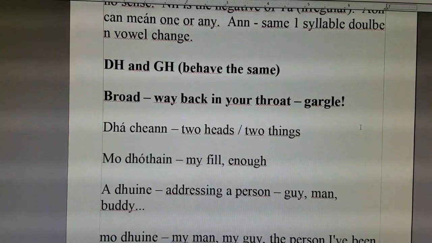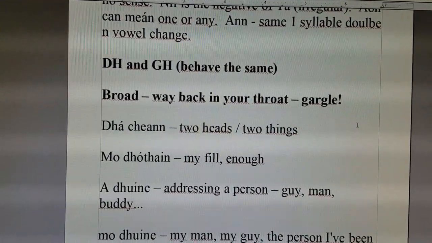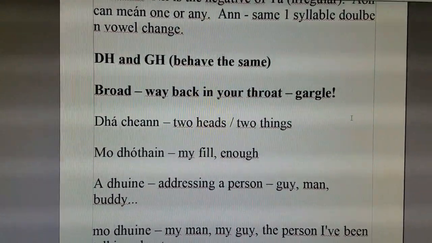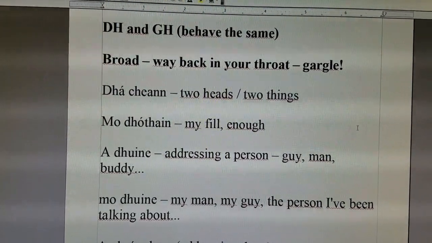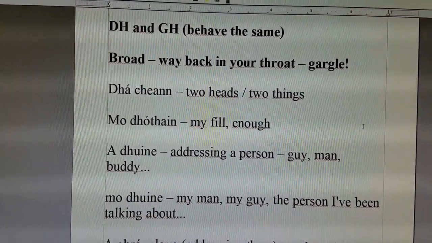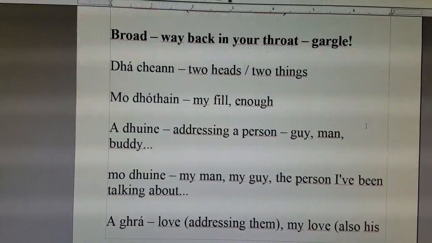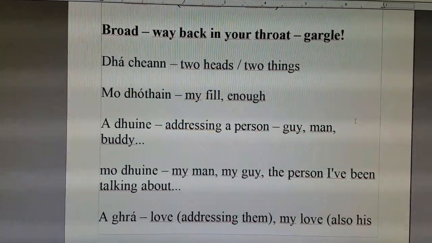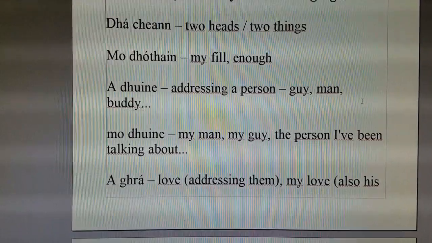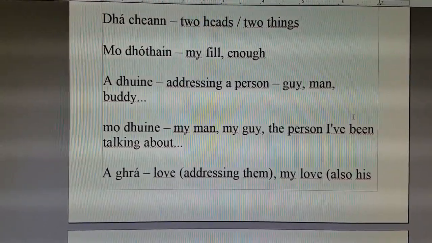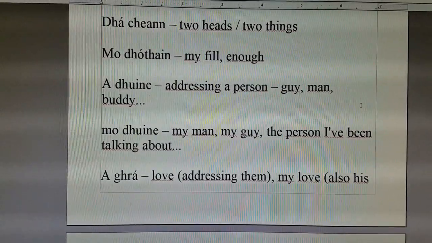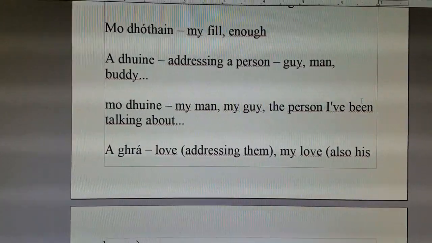There are different reasons why we get the lenition, and I'm just giving you different examples.